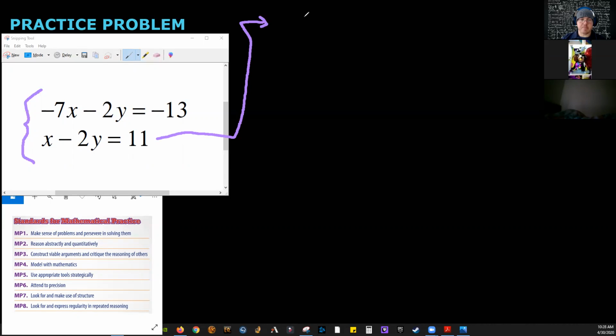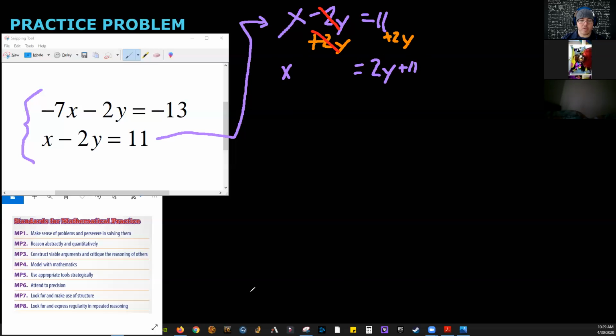Notice it just says x minus 2y is equal to 11. Well, if we just add 2y to both sides, and I know they won't mix, but that's fine, I just want to get it over there. What we end up with is x. These cancel out, thanks to our abstract rule: anything combined with its opposite makes 0. So what we end up with is that x equals 2y plus 11. And that's what we were hoping for.